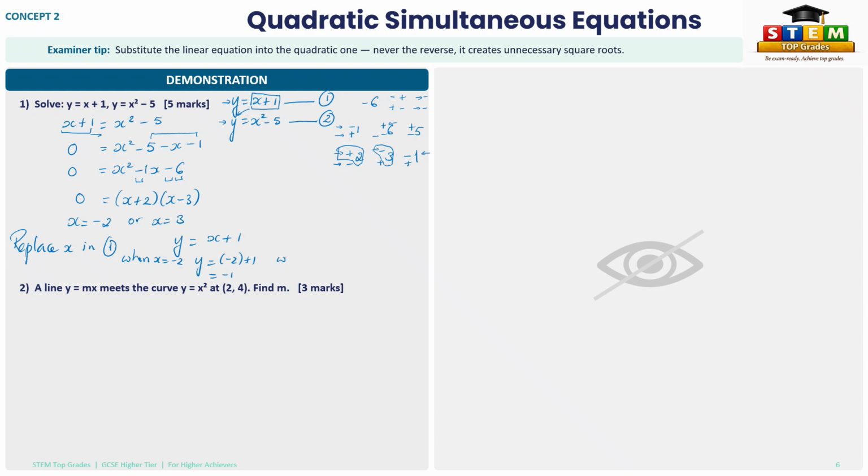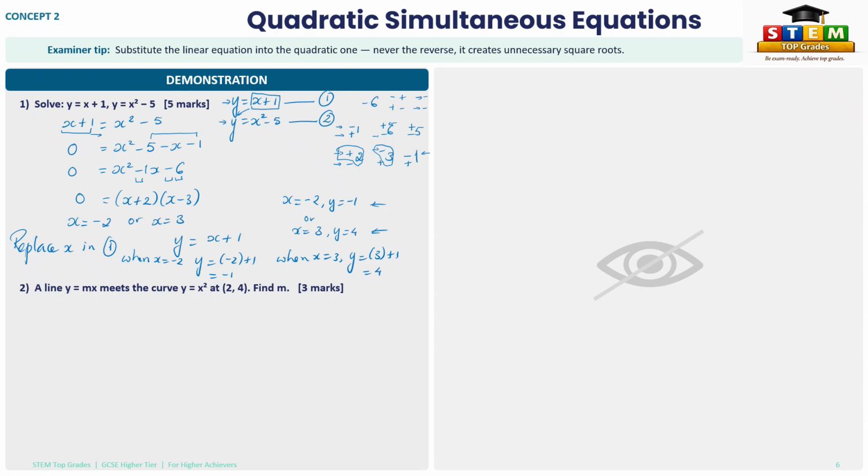And when x equals 3, y equals 3 plus 1, and that gives me 4. So we got two pairs of values: x equals minus 2, y is equal to minus 1, or x equals 3 and y is equal to 4. So two pairs of values to give us the solutions.